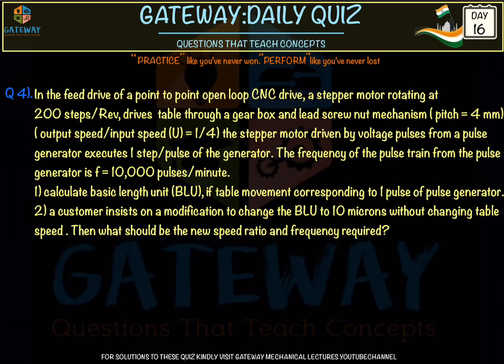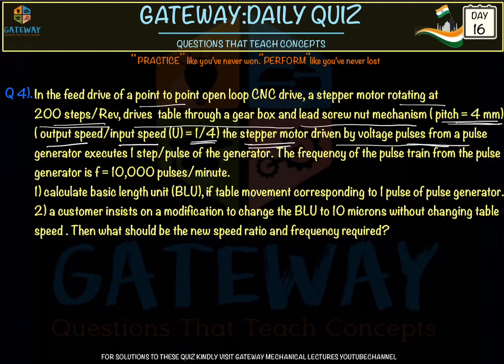So in a feed drive of a point-to-point CNC, as I said, it will be used for point-to-point applications also, a stepper motor rotating at 200 steps per revolution drives a table through a gearbox. Here we have a gearbox and a lead screw nut mechanism, which has a pitch of 4 mm. The pitch of the lead screw was also given. And the output to input speed, nothing but the speed ratio, gear ratio, is given as 1 upon 4. The stepper motor is driven by voltage pulses from a pulse generator and executes one step per pulse. As we know, for one pulse we will get one step.